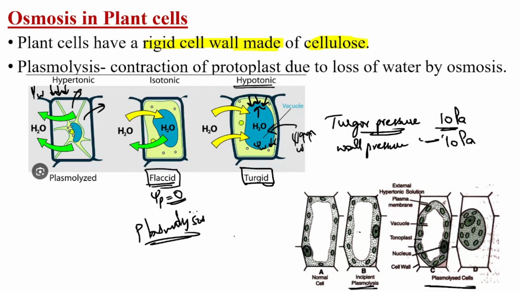When this plasmolysed cell is again placed in hypotonic solution, what happens? It can become a normal cell. That process is called deplasmolysis. So it is something which can be reversible. This plasmolysis process is a reversible process. If you again keep the plasmolysed cell in hypotonic solution, water starts entering the cell and the cell becomes turgid. That process is called deplasmolysis.